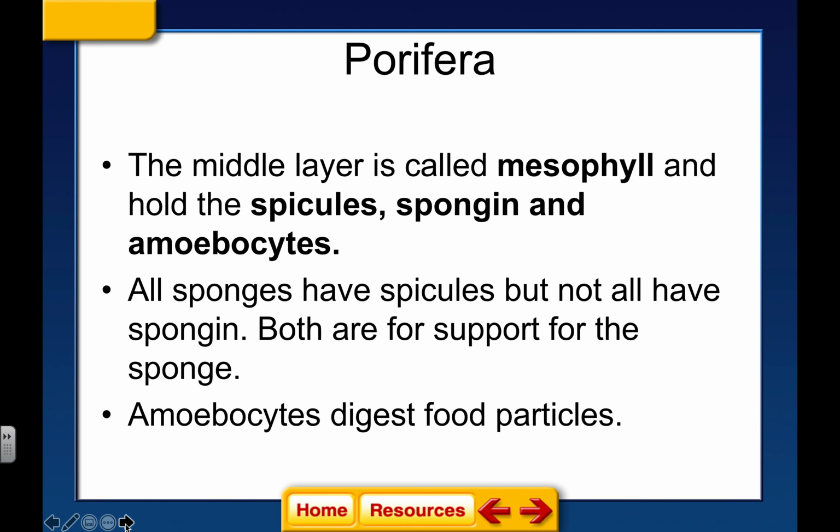Now, amoebocytes are also in the mesohyl, or this middle layer, and the amoebocytes are what digest the food particles. Food is going to have to be filtered out of the water, but there's going to have to be some sort of digestive process in order to get their food. So they rely on these amoebocytes to digest the food.